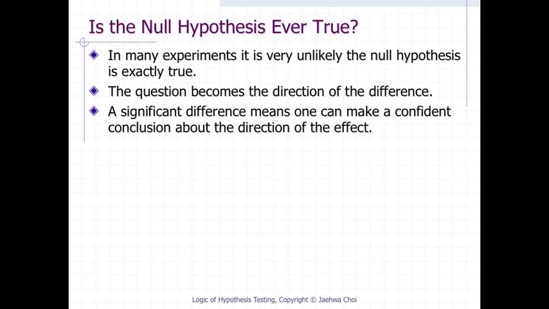In many experimental designs, it is unlikely that two treatments lead to exactly identical outcomes. For example, could two diets lead to exactly the same amount of weight loss, such as 4.1232 pounds? In cases such as this, the question becomes which treatment is better rather than whether their effects are the same. If the difference between treatments is significant, then one can make a confident conclusion about which treatment is better.